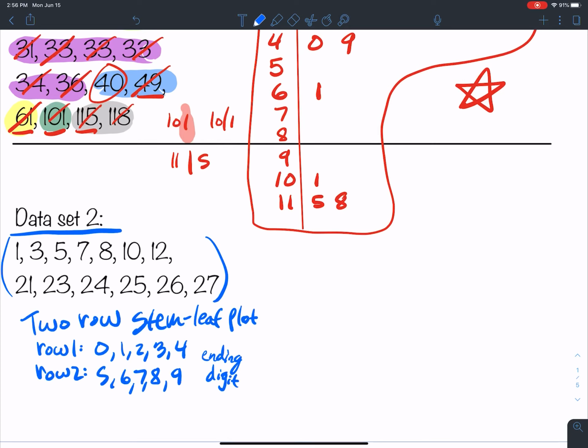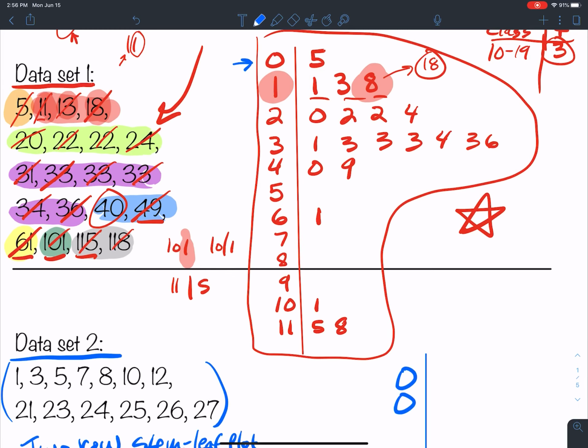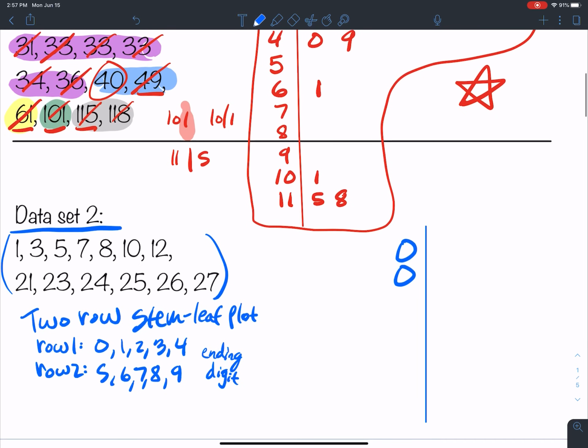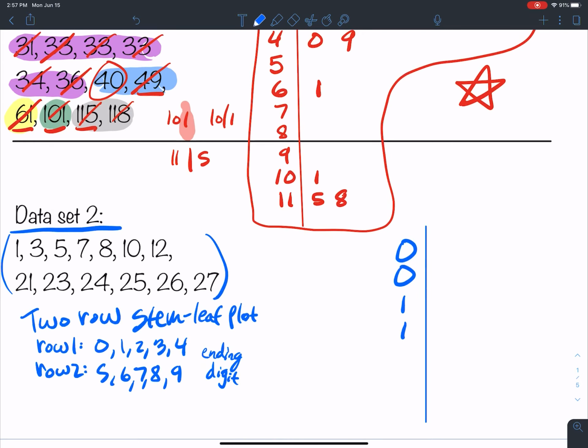All right? So how do I do it? Well, I'm going to first draw my vertical line, and then I'm going to have 0, 0 instead of just 1, 0 like I did here, where I put all my single digit numbers on this row. I'm going to have 2, okay? Or I put, you know, the numbers from 0 through 4 on the first one, and the numbers from 5 through 9 on the second one, okay? And then I'm going to do 1, 1, and then I'm going to do 2, 2. And I think I can stop there because my biggest number is 27.